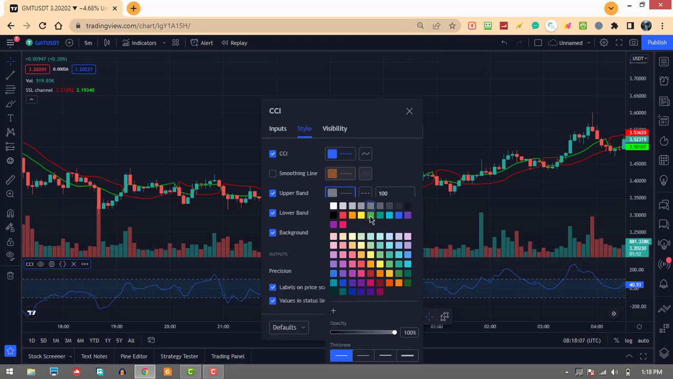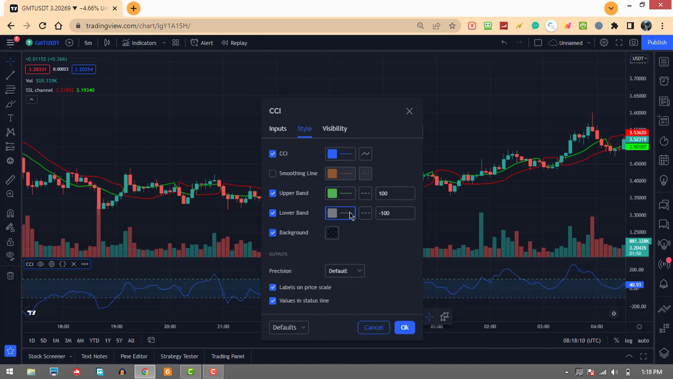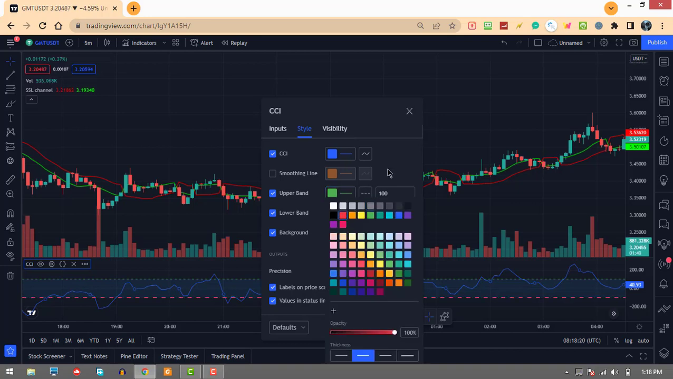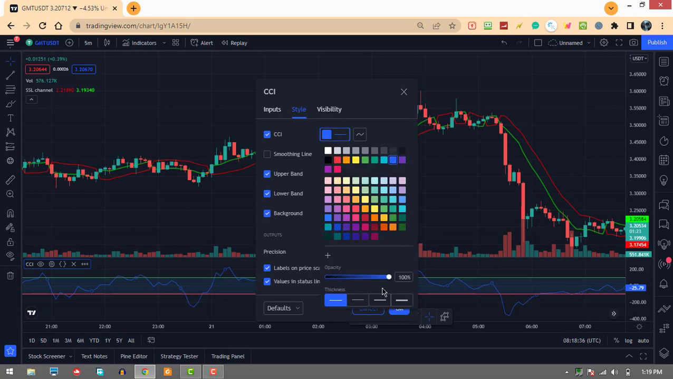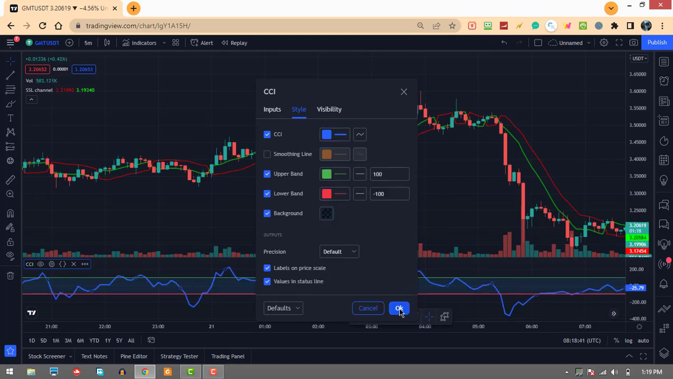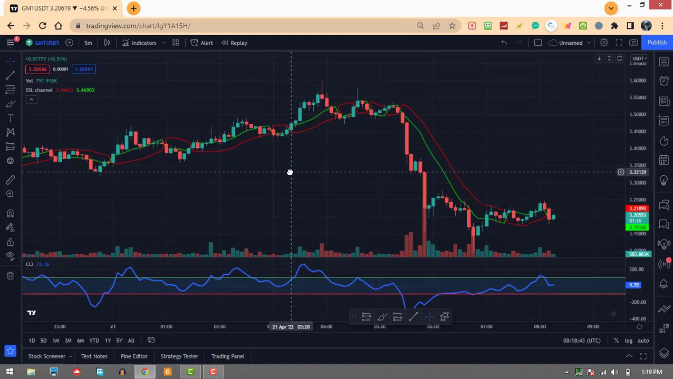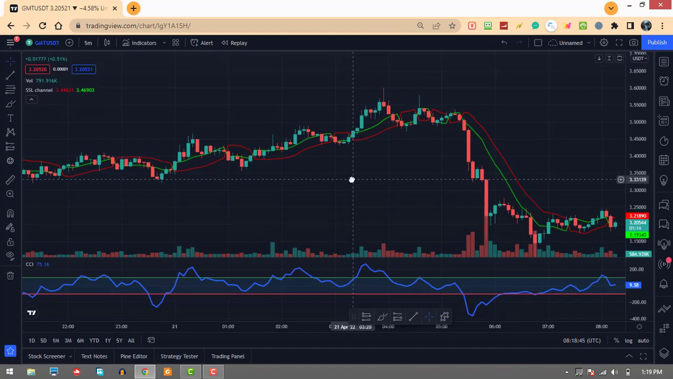We will change these upper and lower lines, and we will turn them into green and red respectively, and we will turn them into a line. So this will indicate our overbought and oversold region. So that's it. That is all the settings for the indicator. So this looks all right.